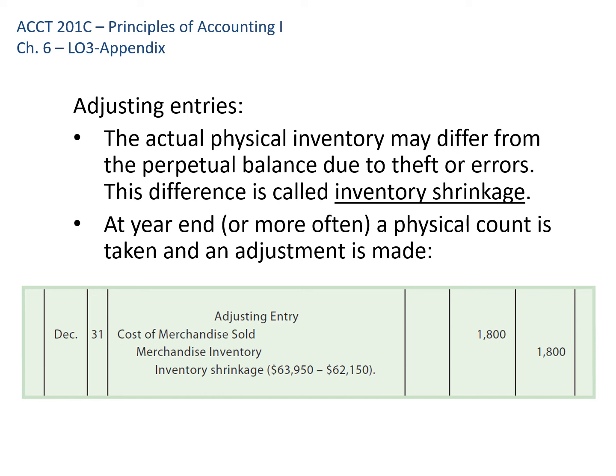So when we take the inventory count at the end of the year, we're going to get a slightly different figure than what our perpetual inventory shows, and we need to record an adjustment. We do that by debiting cost of merchandise sold and crediting merchandise inventory to bring the value in merchandise inventory down to what the correct level is based on our physical count.